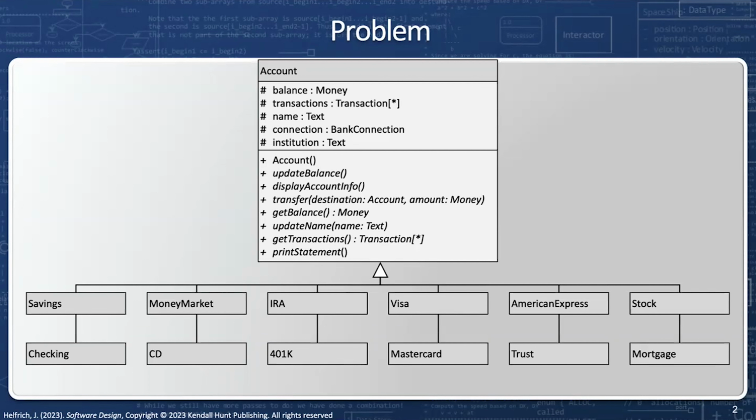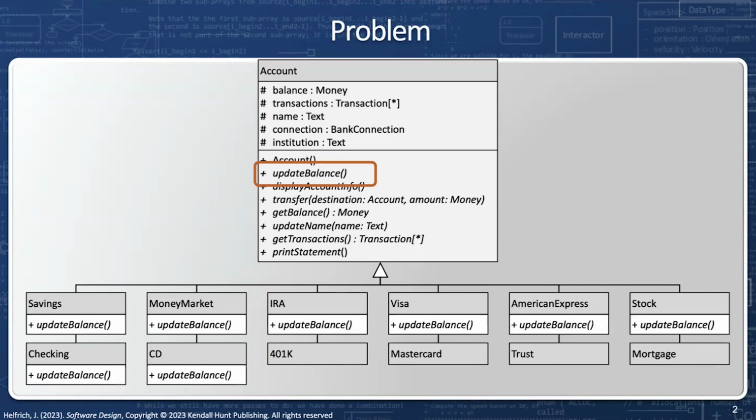In other words, all these methods, account balance, display account info, transfer, get balance, all these other things are virtual functions, and my derived class will implement them. And this is what I expect. Observe that both the base class and all the derived classes are nouns because that's what classes represent. I would like to look at the update balance method, which means that my savings account, my money market, my IRA, all these other ones are going to have their own version of update balance according to the various rules associated with these different account types. Once again, this is what I expect.